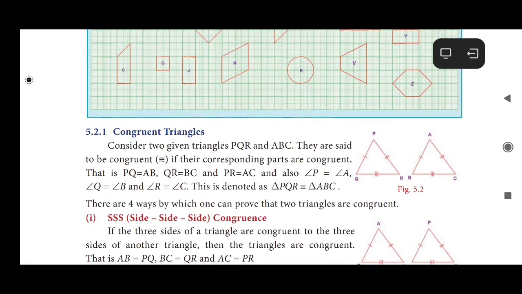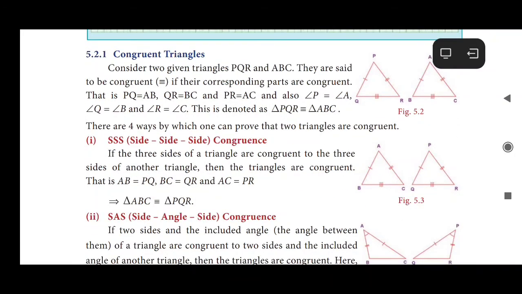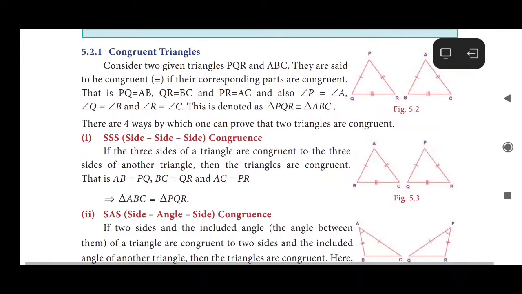Understand? So there are four ways by which one can prove that two triangles are congruent. So we have four ways to say two triangles are congruent. So what are the ways? I'll explain fast, so keep on listening.